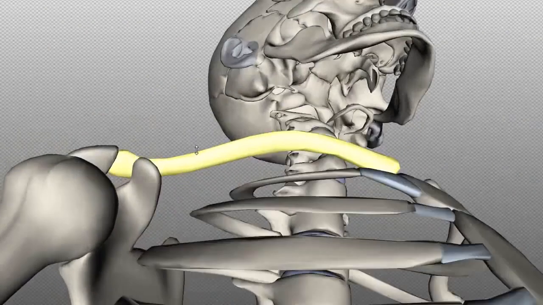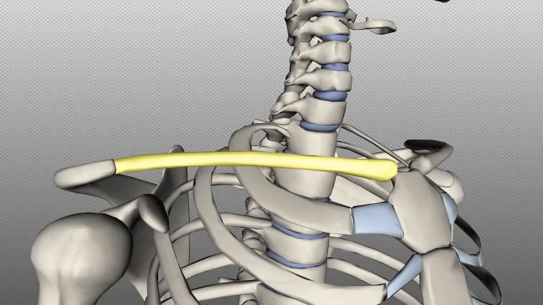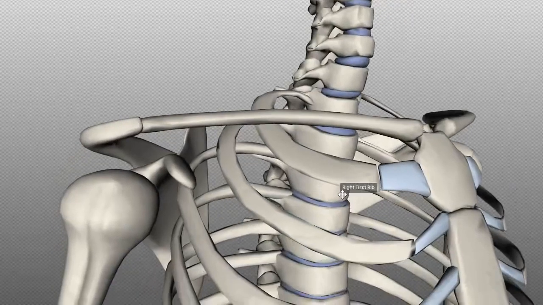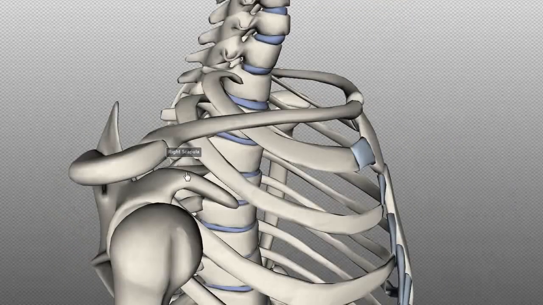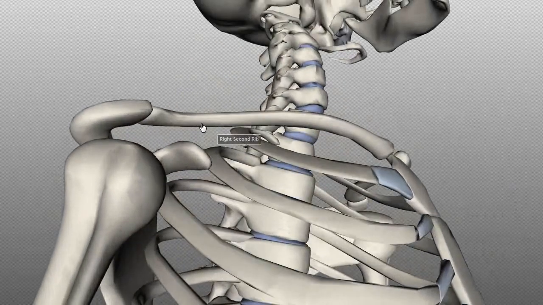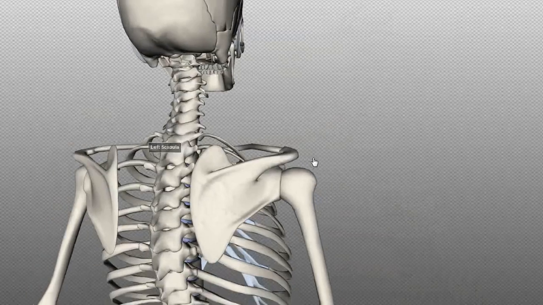The coracoclavicular ligament attaches the coracoid process, so the coraco part of that word, to the clavicle. So coracoclavicular, it runs from here to here. The coracoid process is this bony outgrowth of the scapula, which I'll come on to talk about in a minute. But just be aware of this conoid tubercle on the underside of the clavicle. So just rotating around, we'll take a look at the scapula now.